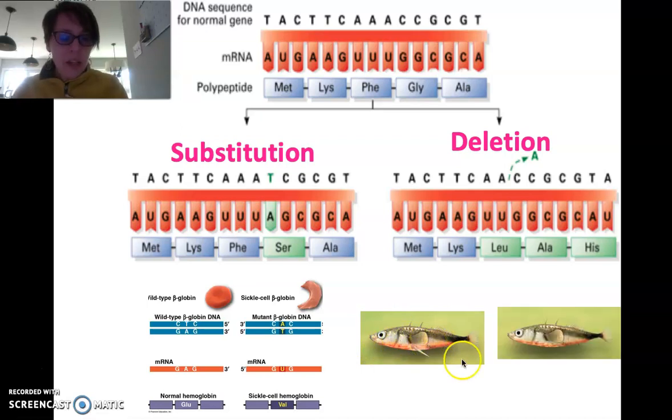And then a deletion mutation actually caused that spine, that pelvic spine, not to be formed here. And this actually benefited the organism because then it couldn't be grabbed by predators. So in this case, an organism had a mutation, a deletion, and it actually was helpful based on the environment that it lives in. So mutations aren't always detrimental to the organism. They can be positive, they can be negative, or they could have no effect on the organism.